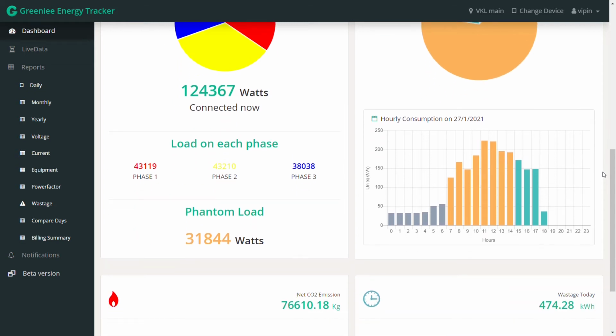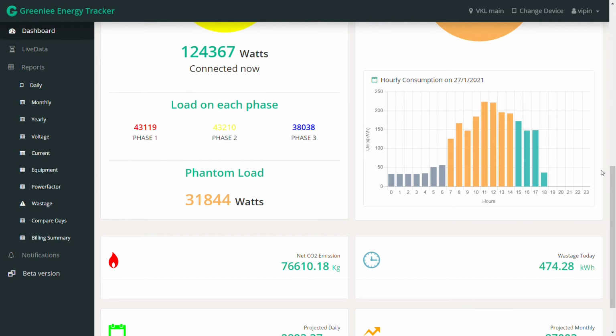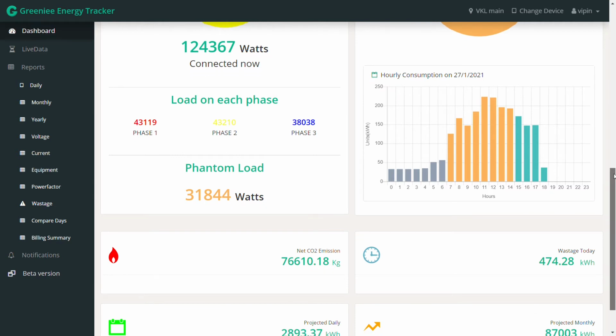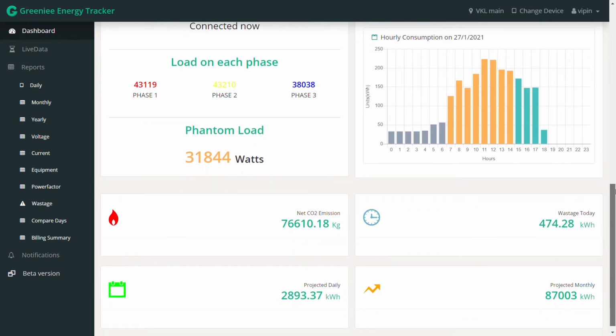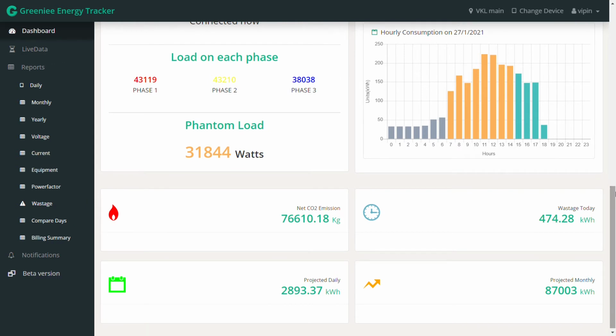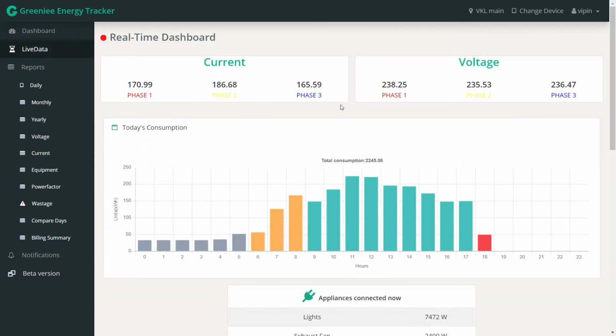Further down, you can see the carbon emission, which is again an important aspect because all of us work hard to reduce or optimize our carbon footprint today. Look at the live data screen. You get the real-time current and voltage values on each phase. The hourly split up of the consumption of the day.